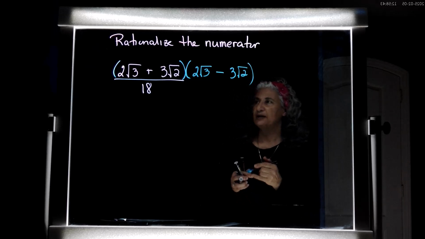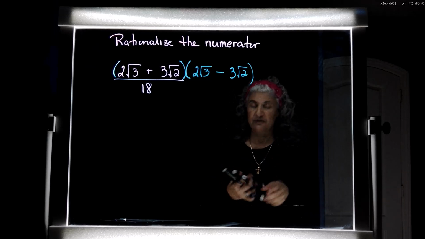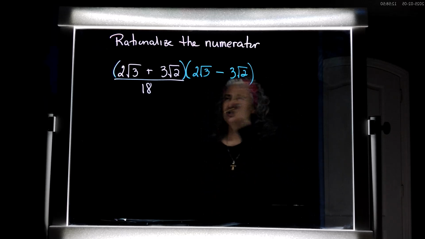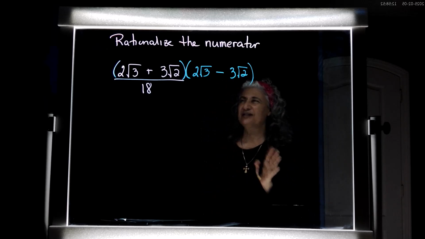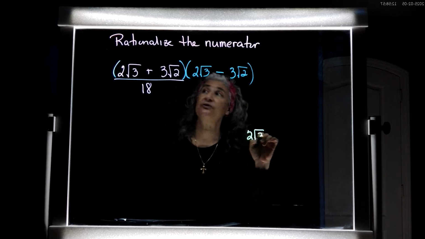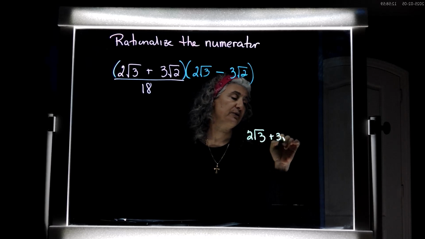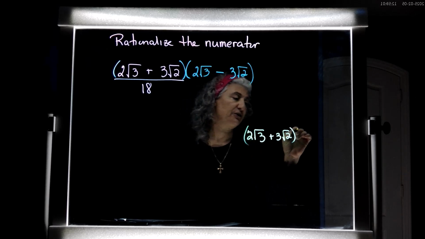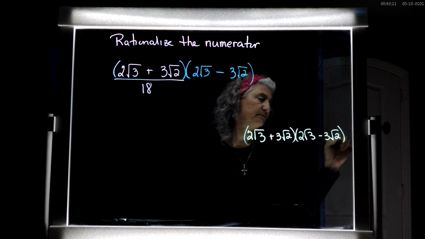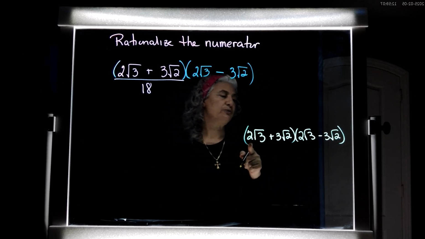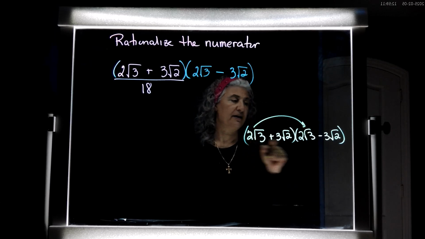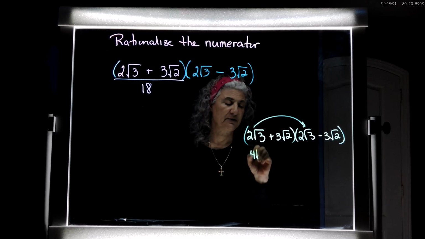Great. Okay, before I go any further, I'm going to do this multiplication off to the side. I don't want to do it in the problem itself. It gets too messy. So, we have 2 square root of 3 plus 3 square root of 2 times its conjugate. Okay, so 2 root 3 times 2 root 3. Yeah, 4 times the square root of 9.